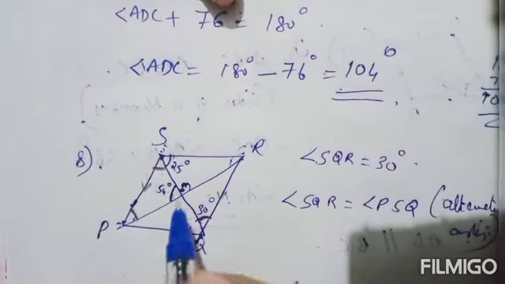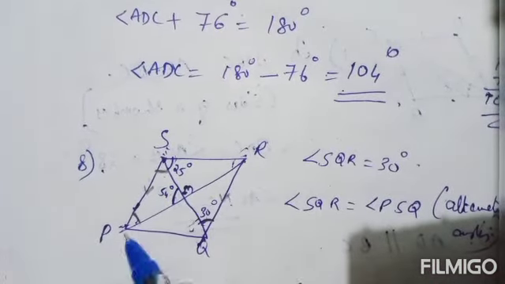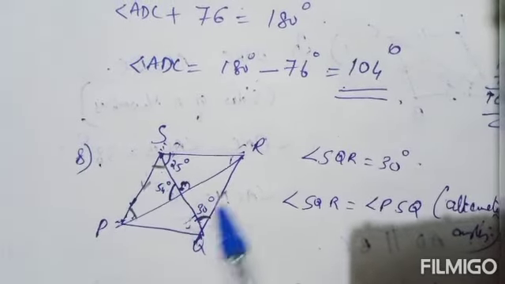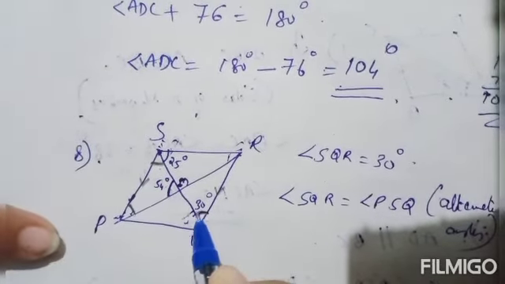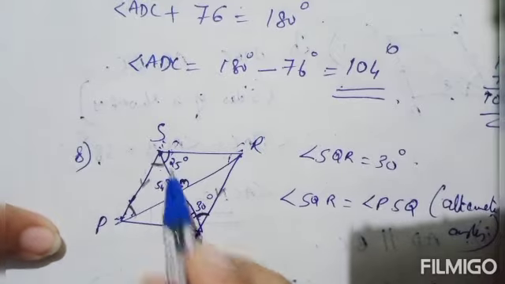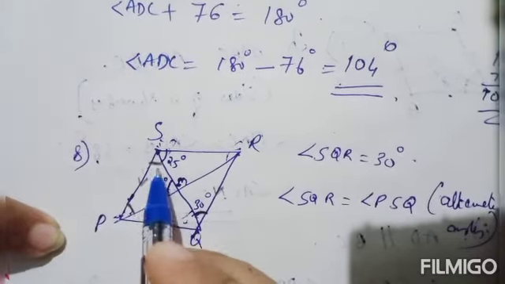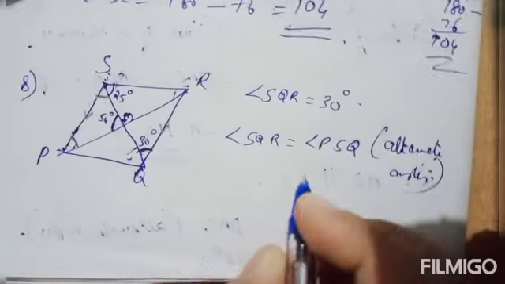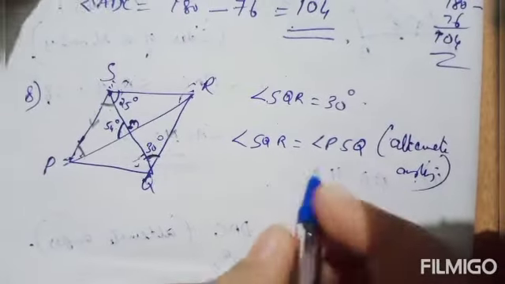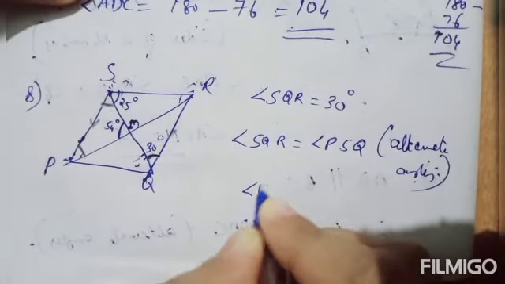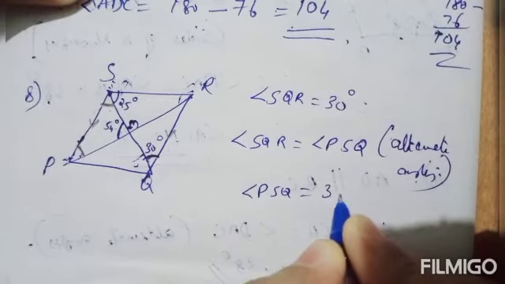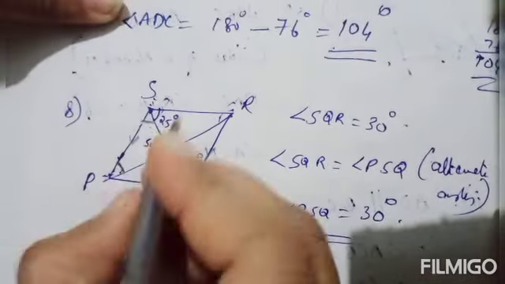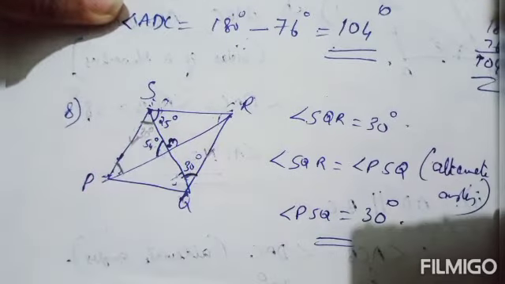PQRS is a parallelogram. You know the opposite sides of a parallelogram are parallel. So this PS is parallel to QR. Therefore angle SQR and angle PSQ are alternate angles, so they are equal, and angle SQR equals 30 degrees. So angle PSQ is also 30 degrees. So this angle we got is 30 degrees.